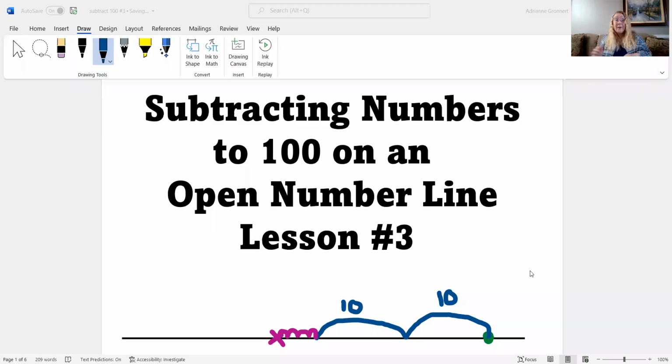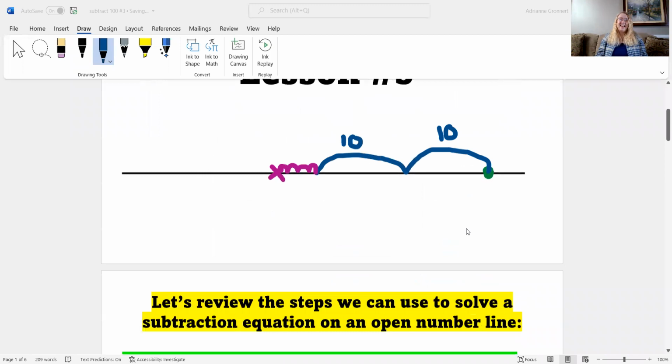Mrs. Gronert, and today we are going to be learning even more about subtracting numbers to 100 on an open number line. This is lesson number 3. You will need paper and something to write with for this lesson. So if you don't have those, pause the video and get them ready. Okay, are you ready? Let's begin.